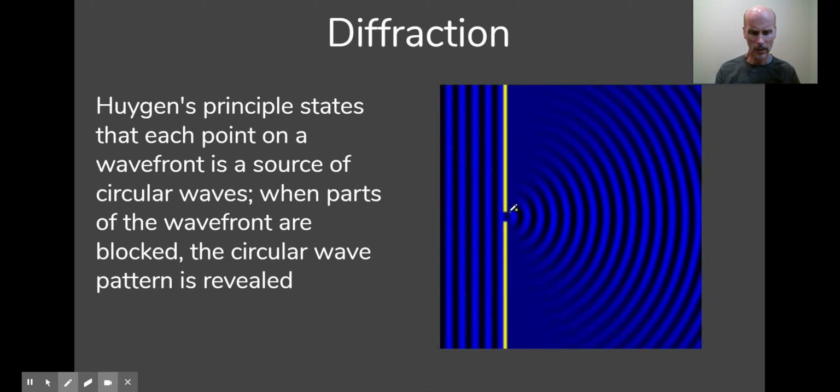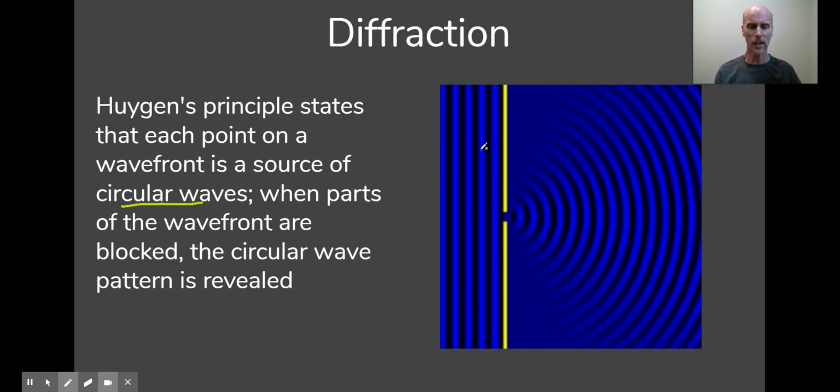And as you see, when they go through this tiny opening, they go from being flat waves to being these circular shaped waves. This really goes back to Huygens' principle. It states that each point on a wavefront is a source of circular waves. And when parts of the wave are blocked, the circular pattern is revealed.